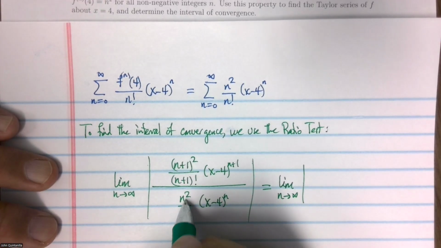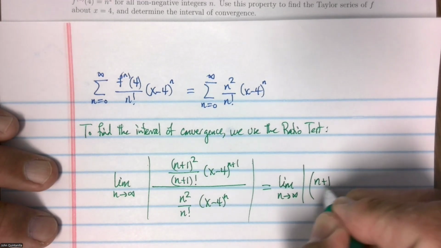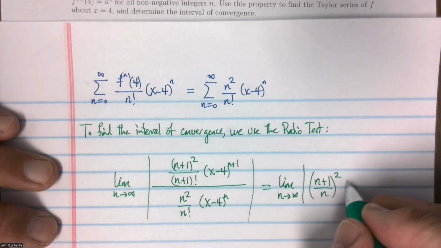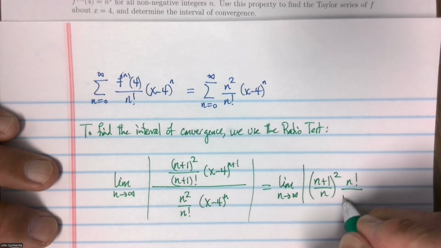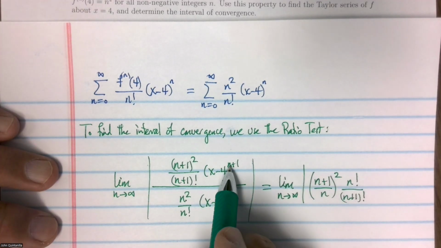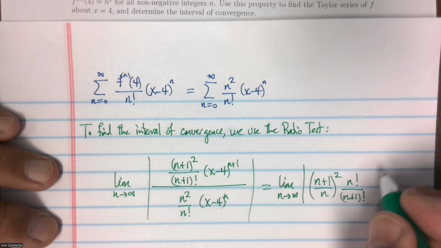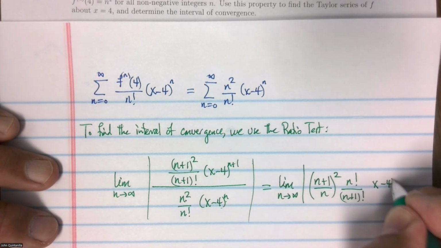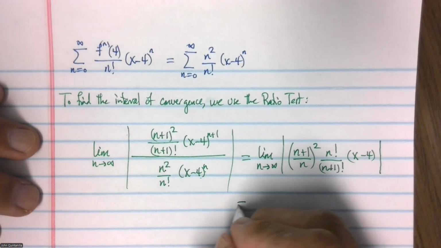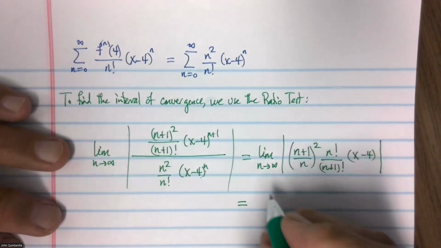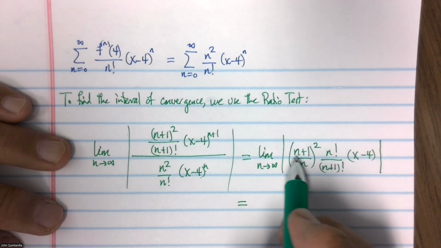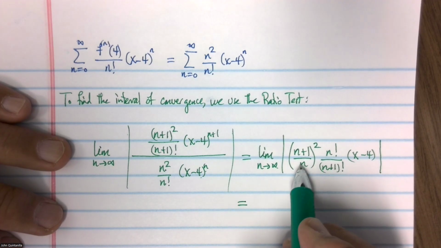So limit as n goes to infinity of, okay, so let's take the pieces. (n + 1) squared over n squared. So I've got (n + 1 over n) squared. Then with the factorials, I would have n factorial over (n + 1) factorial. And then here, (x - 4)^(n + 1) over (x - 4)^n would cancel to give me (x - 4) to the first. Okay, so let's take these one at a time. First off, this part's going to be 1. So the limit as n goes to infinity of (n + 1) over n.